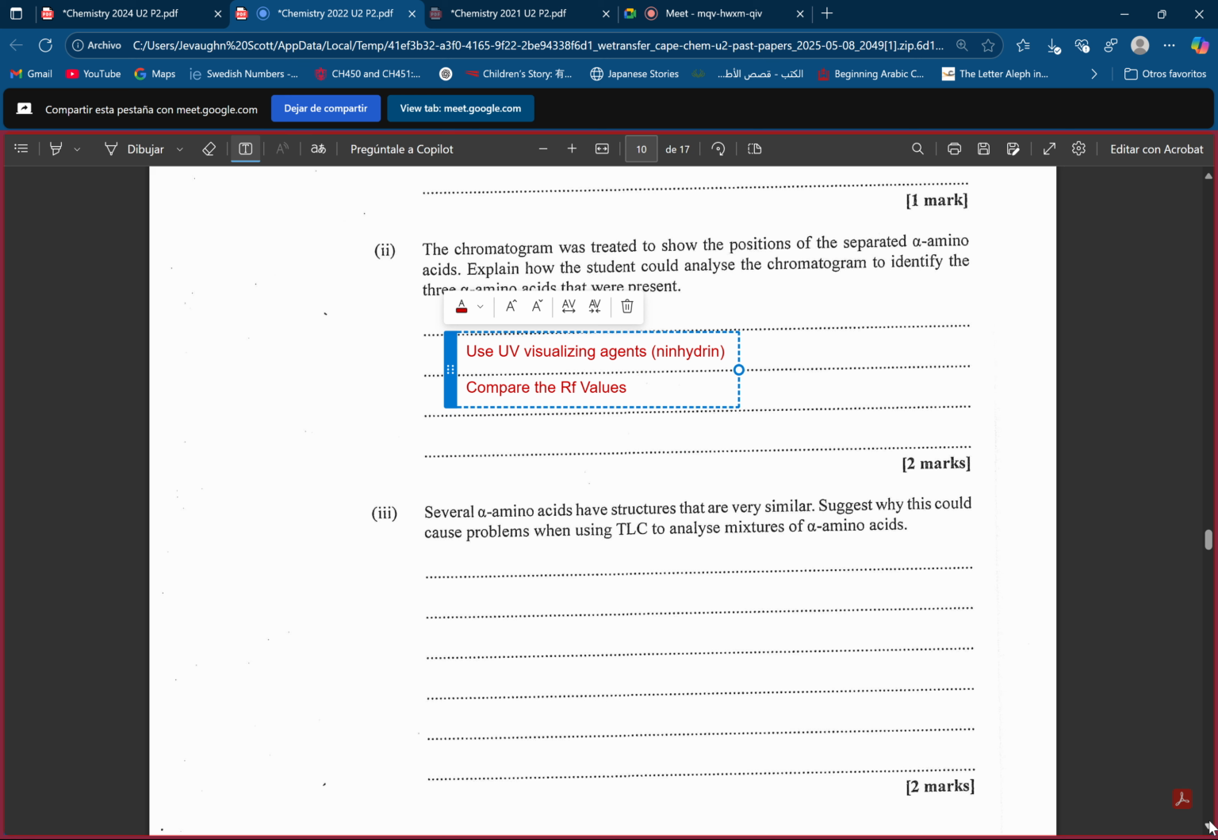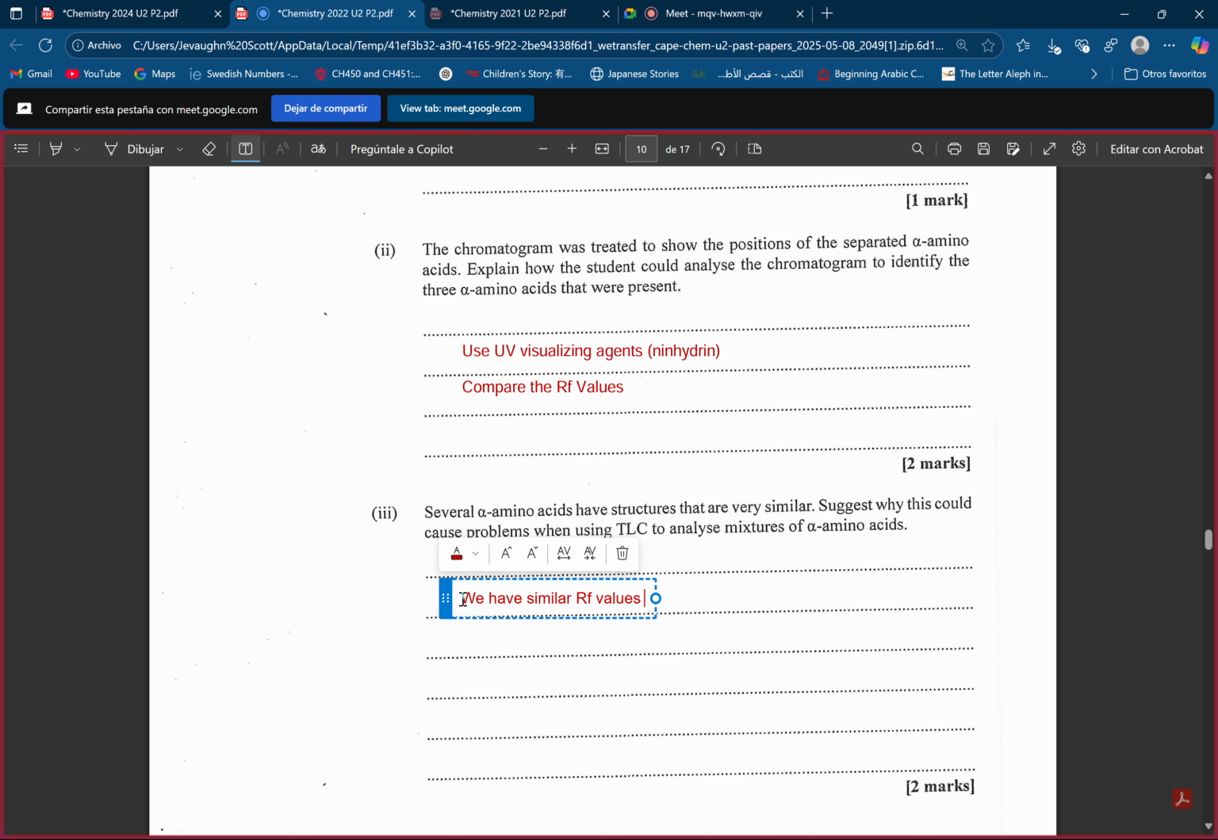Several of the amino acids have structures that are similar. Suggest why this could cause problems when using TLC to analyze structures of amino acids. How would that be a problem? If they have structures that are very similar, they would have similar Rf values, right? And what would that do? That would lead to what?